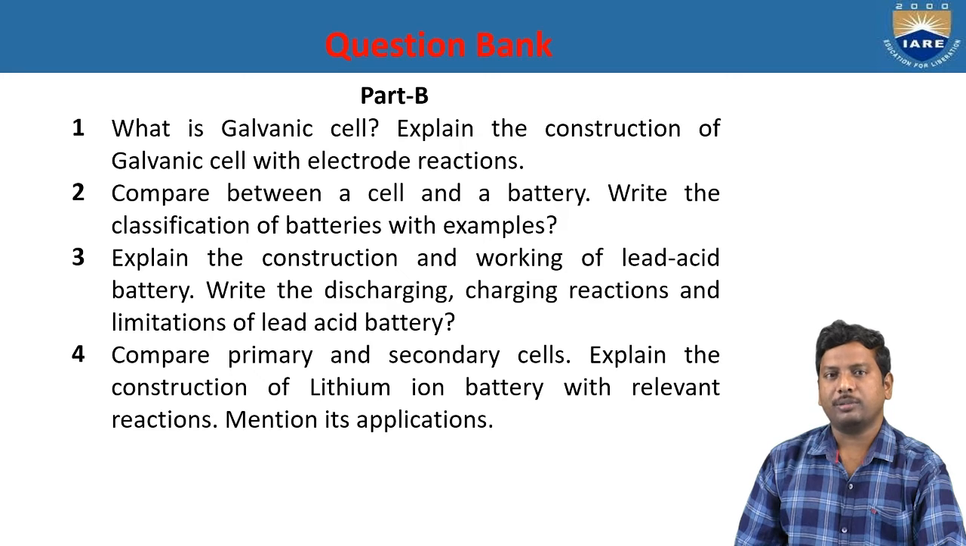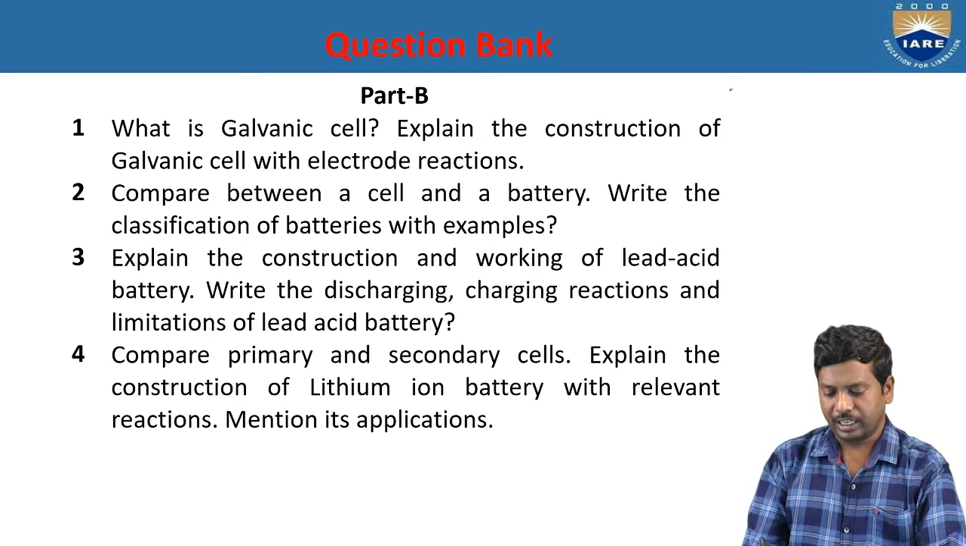Now we see Part B questions. These have a weightage of 10 marks. And what is a galvanic cell? Explain the construction of a galvanic cell with the electrode reactions. A galvanic cell is an electrochemical cell which involves the conversion of chemical energy into electrical energy. There are mainly two types of electrode reactions, at the anode and at the cathode.